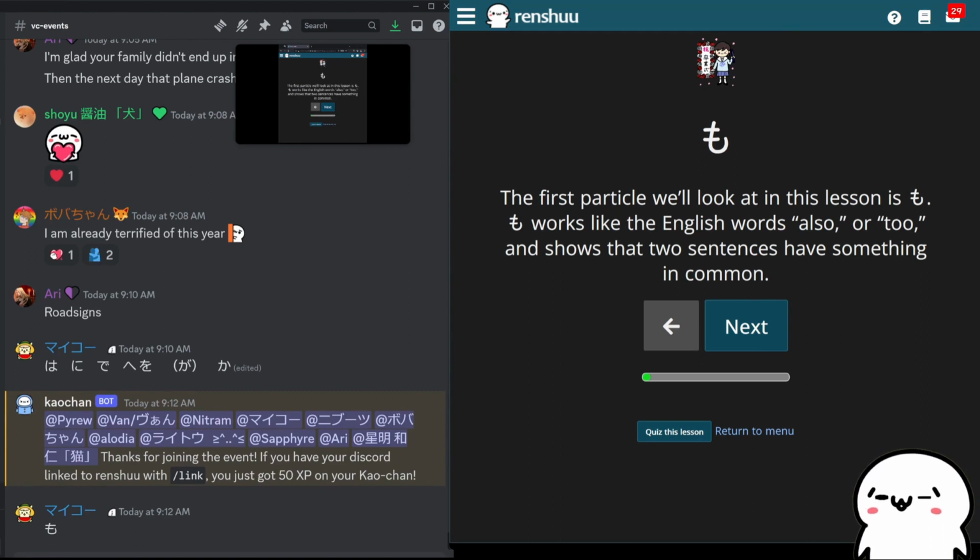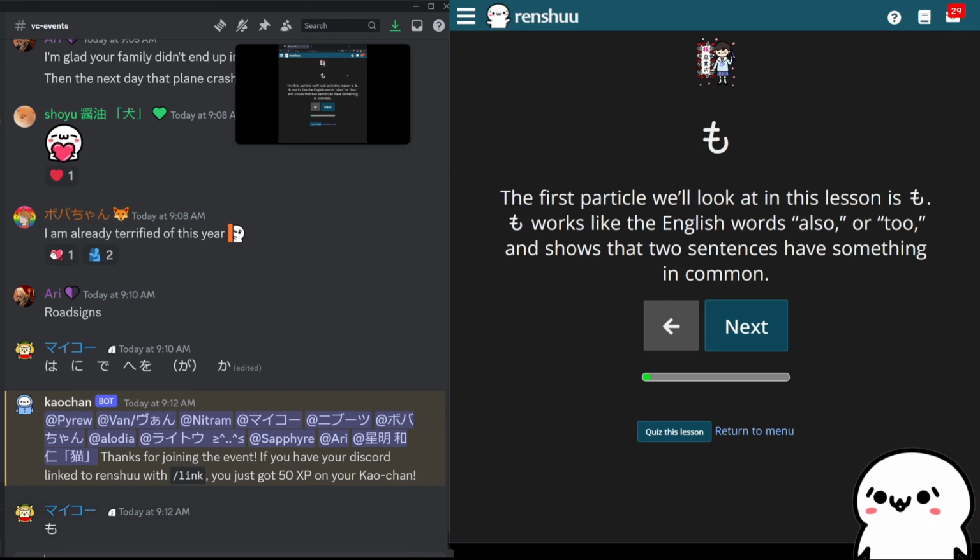Fortunately, today we have two particles that sound exactly the way they're written. There's not that crazy, oh, it sounds like this, but actually you do this. And mo is something that refers to also or too, and it marks something in the sentence that's being added to something else. In the same way that also or too works. It's saying, for this, I like this. And I also like this. I also like something else.